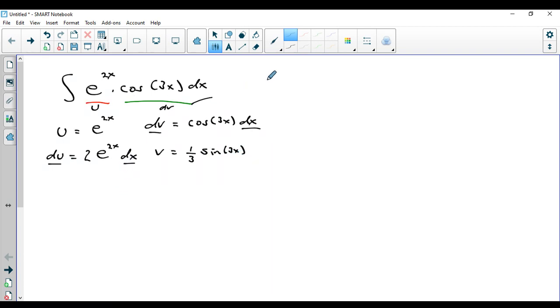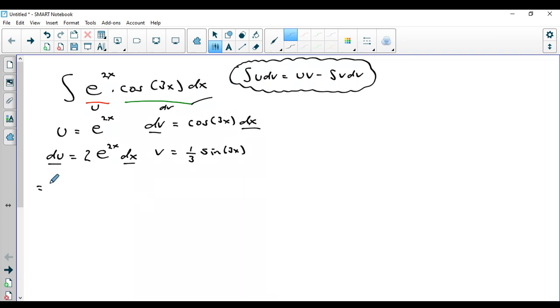Now remember, the whole point is if you are able to express the integral as the integral of u dv, that's going to equal uv minus the integral of v du. That is the integration by parts formula. It was actually derived from the differentiation formula for a product and then working backwards. So that's what we got.